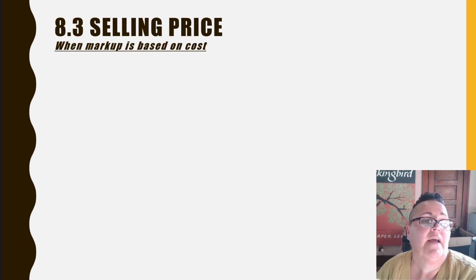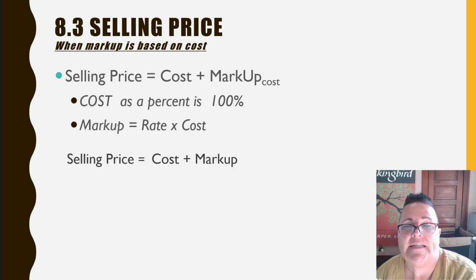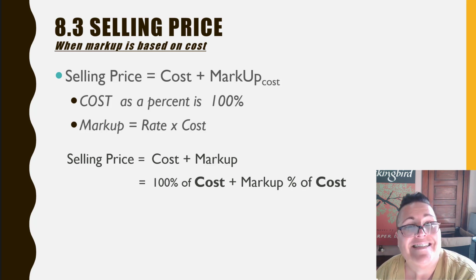All right. How do we find a selling price? Well, the selling price we said is cost plus the markup based on cost. Cost, we know as a percent would be all of it, so that's 100%. Our markup is the rate times the cost again. So one way to look at it is that our selling price is the cost plus the markup. We're going to have to pay 100% of the cost plus an additional markup based on cost. Do you see how both of these have cost in them?